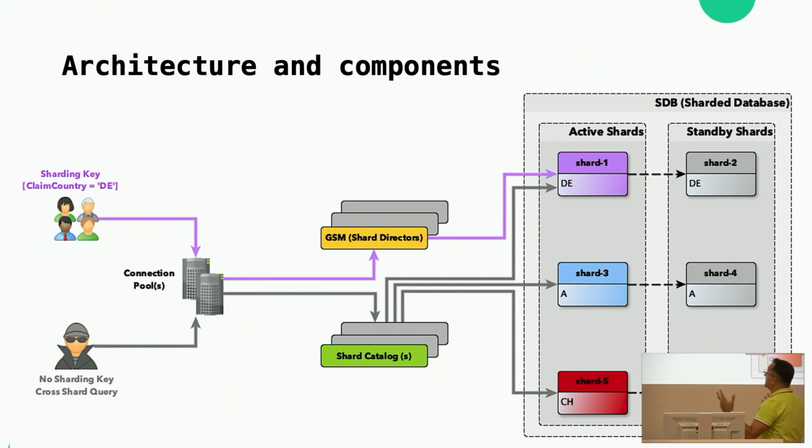How does this look visually? Picture this. There is a set of users who, when they connect to a sharded environment, provide a sharding key called claim country. This connection goes to a connection pool, which is optional, and then to the sharding director. The sharding director says, aha, based on my sharding key, which is currently set to Germany, I can access my shard number 1, where I actually store the location of my German data, right?